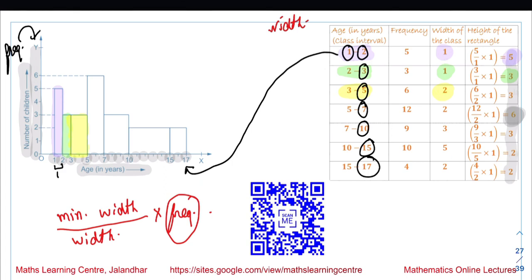Over here the difference is 1. Over here the difference is 1. In the next we have difference 2. Next difference we have 2. Next difference we have 3. Next we have 5, and this difference is 2.